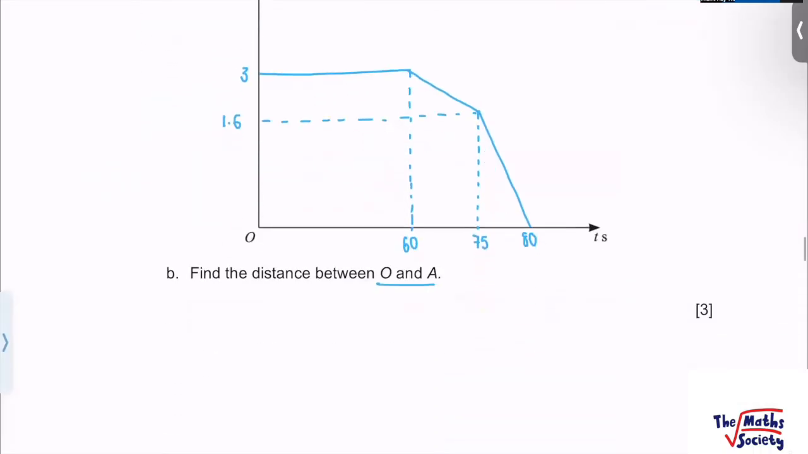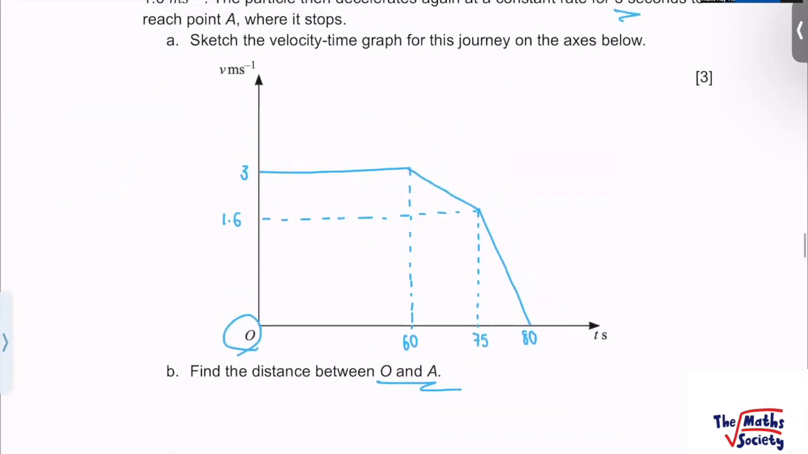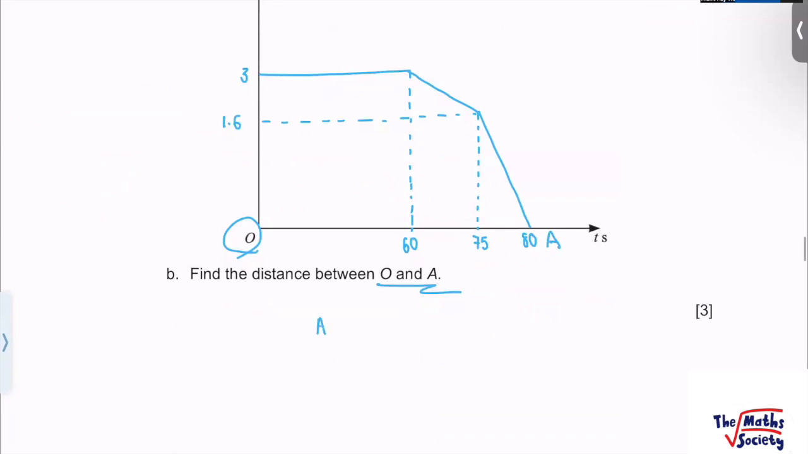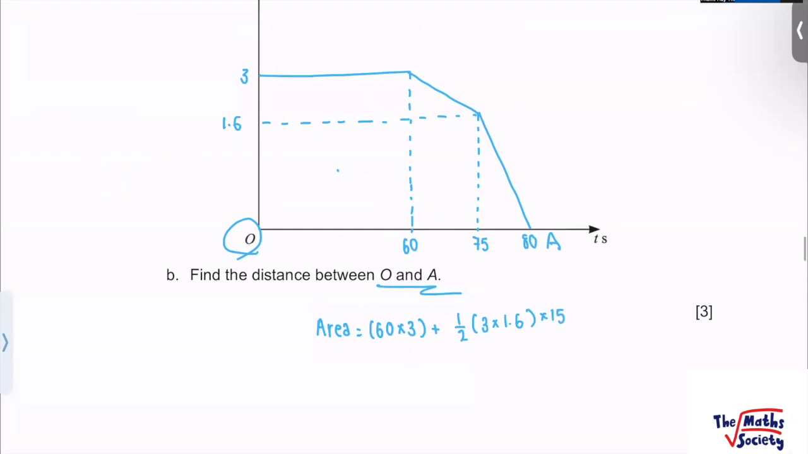And they try to find the distance between O and A. So we know that this is going to be where it stops, right? So area, we're going to find this rectangle first, which is going to be 60 multiplied by 3, which is going to be 180, plus the trapezium. So it's half times 3 plus 1.6 and multiply 15. Plus the triangle, half multiply 5 multiply 1.6, right?